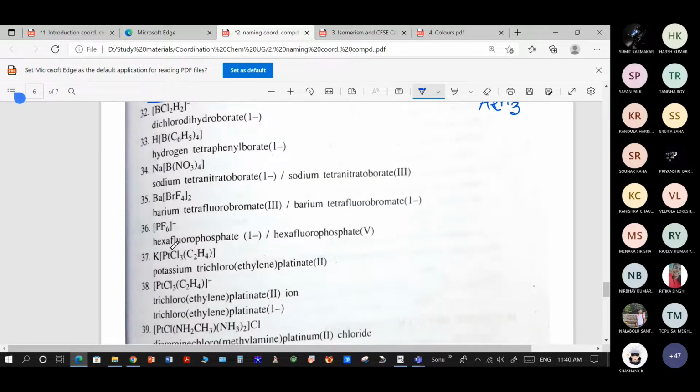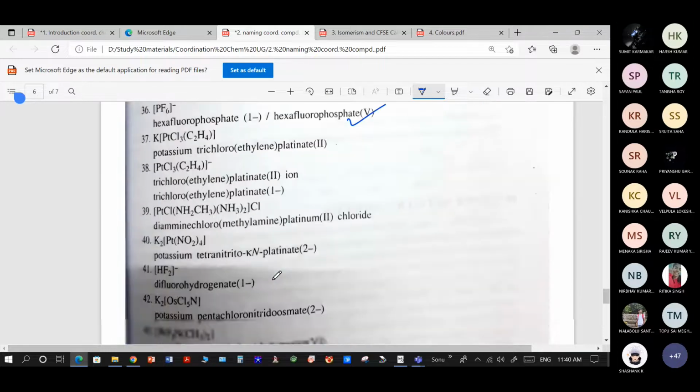So this one will simply be said hexafluorophosphate. Hexafluorophosphate(V). So what is the oxidation state of phosphorus? That will be said phosphate, or you can just mention the overall charge of that particular complex entity. Either way. I will prefer to mention the oxidation state because it gives your knowledge regarding the oxidation state calculation, not simply the charge of that compound. So these are the things.